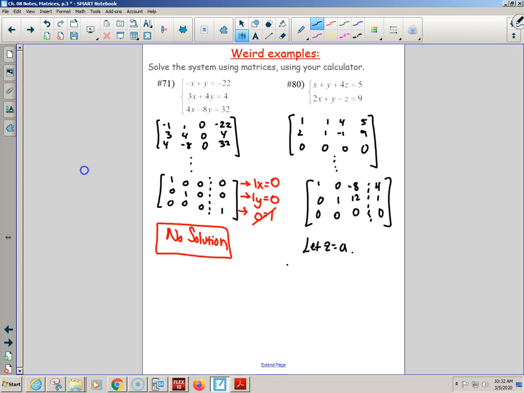So all I have to do is say, okay, cool. X minus 8z is equal to 4. If I plug in a, x is equal to 4 plus 8a. And then I have my y plus 12z is equal to 1. And so y is equal to 1 minus 12a because we're plugging in z is a. And so we end up with one of those weird solutions.